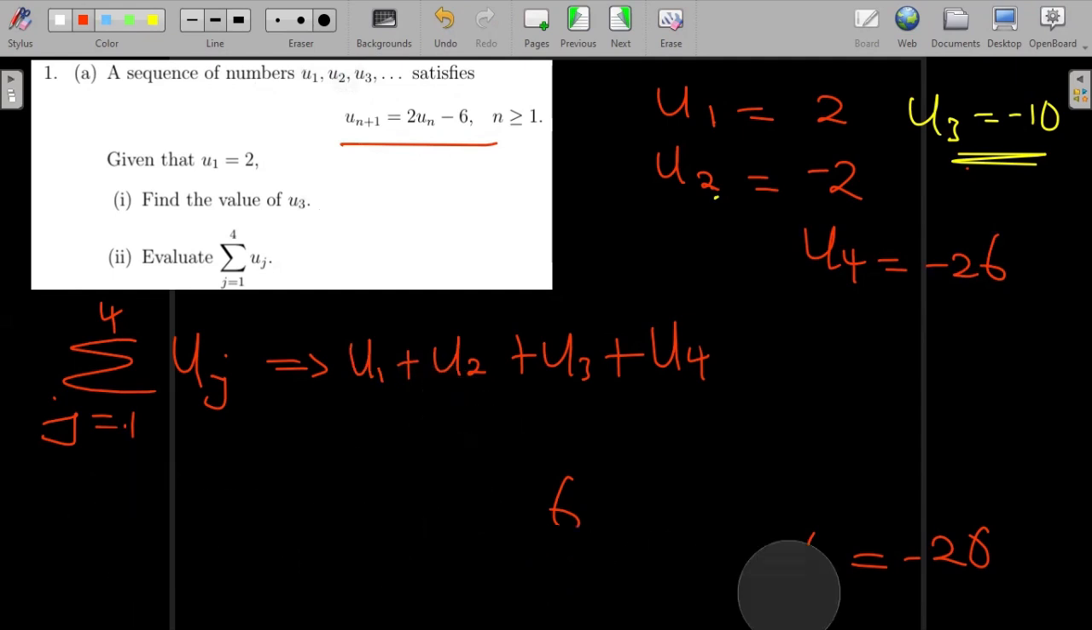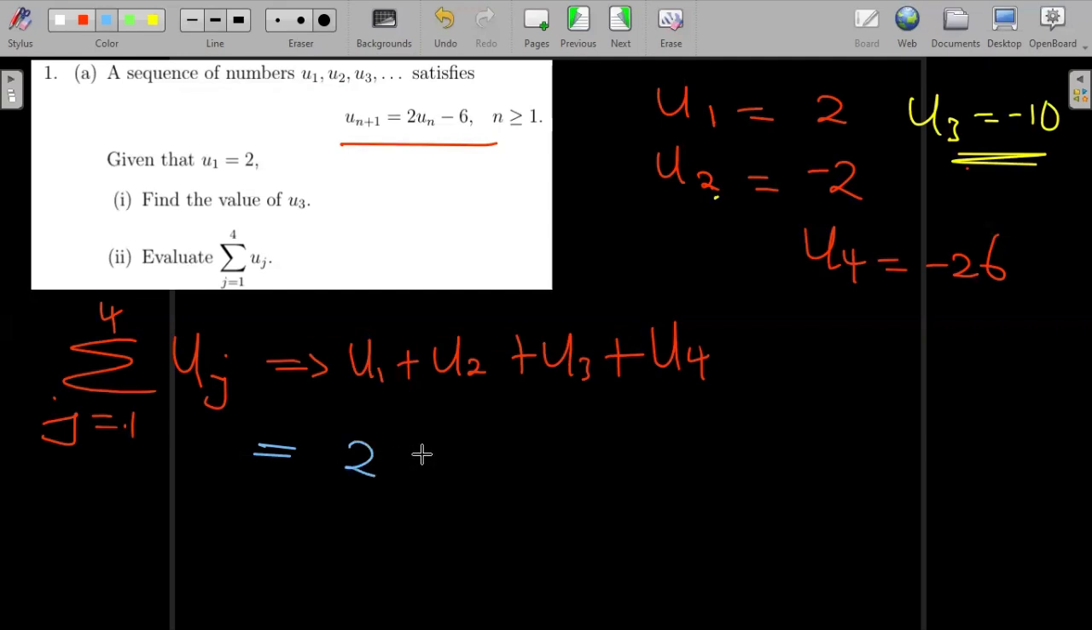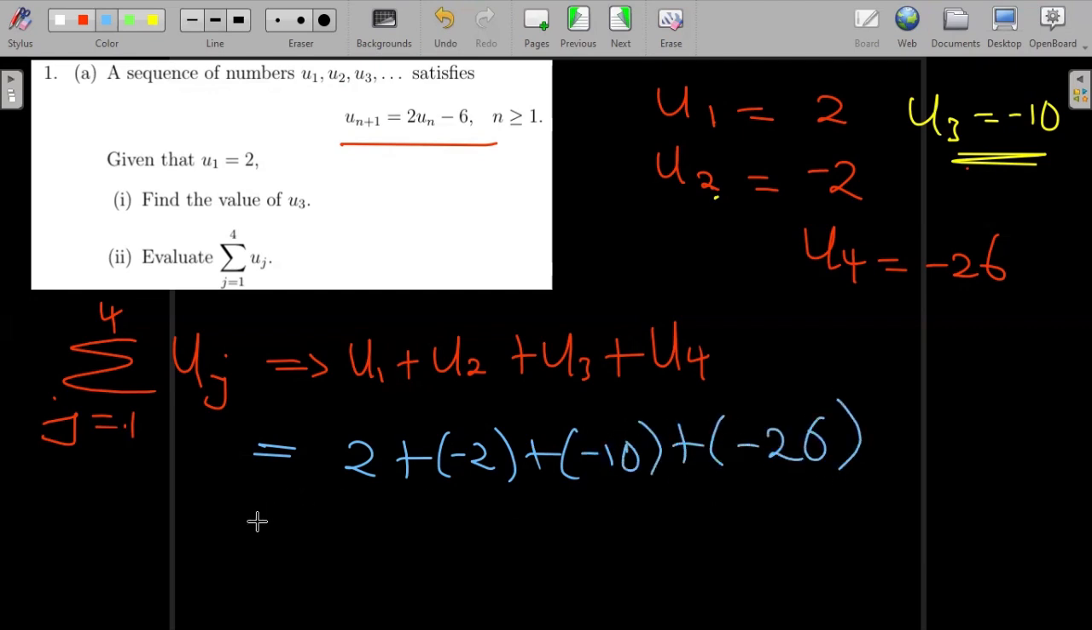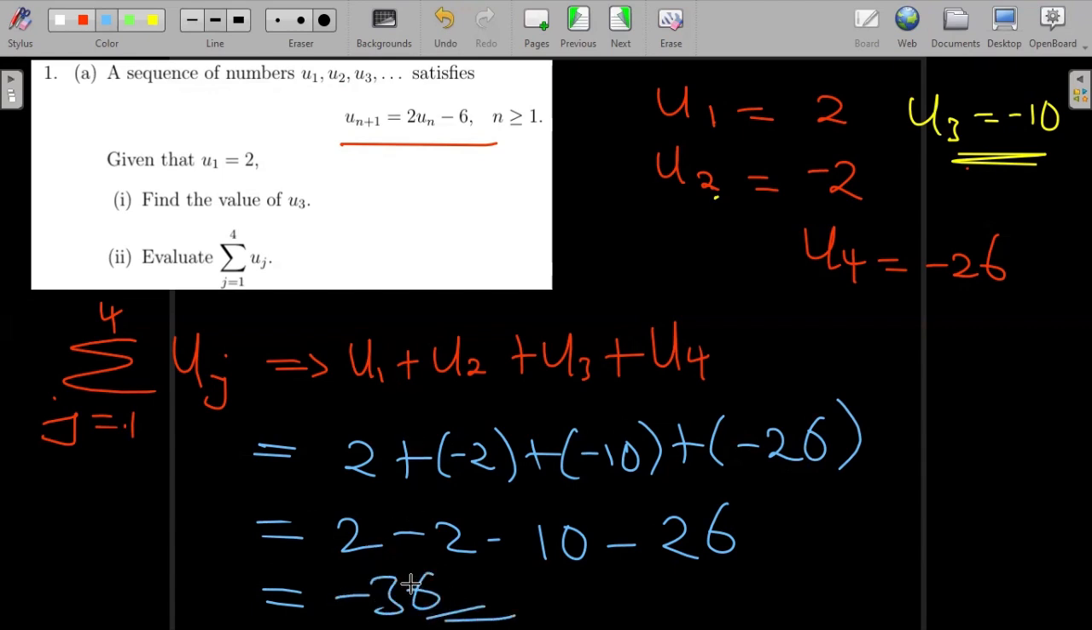Now I can come back and calculate my sum. This will be equal to U1, which is 2, plus U2, minus 2, plus U3, minus 10, plus U4, minus 26. So this will be 2 minus 2 minus 10 minus 26, which is going to give me minus 36. So that will be the sum for question 1A.